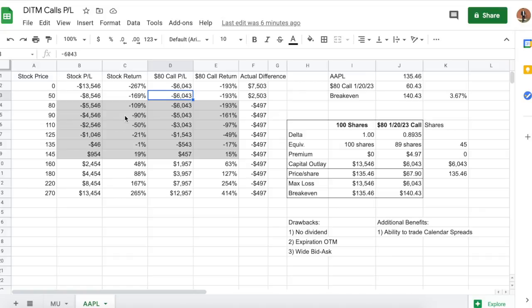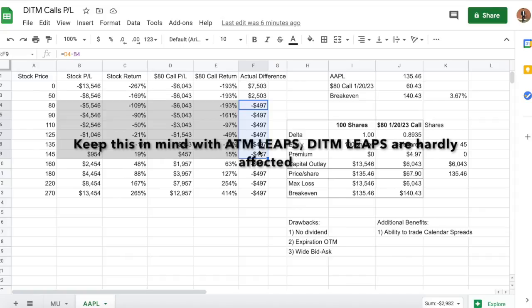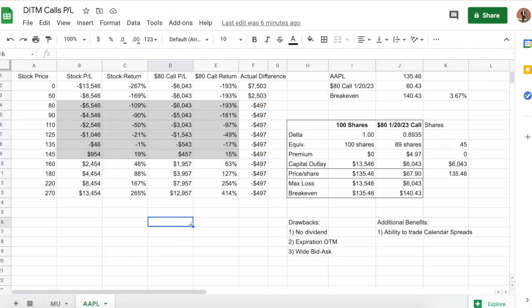And also, if you're buying deep in the money LEAPS, there's so little extrinsic value. It's basically all in intrinsic value, that it doesn't hurt you anyway. You don't really need to worry about expiring out of the money, because the max difference is just that premium that you paid, the break even. So let me explain this a little bit better.